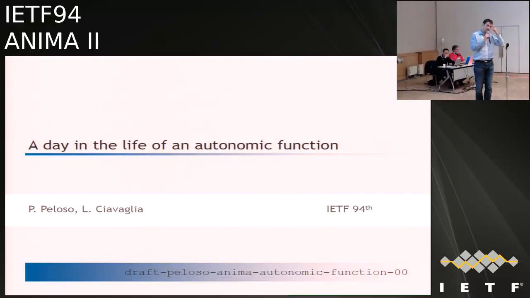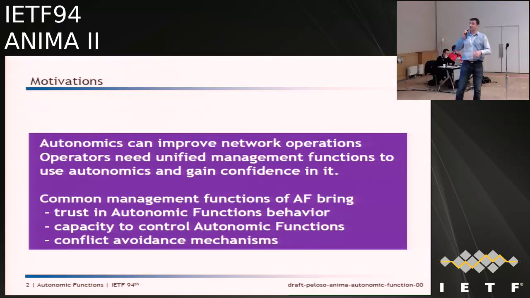First thing, we'll make this little exercise of taking the point of view of a network operator that would like to have an autonomic network. Next slide. This network operator would like to have an autonomic network with the ANIMA framework. And one thing that is really lacking today is guarantees to give him that he will have confidence in what these autonomic functions will do.